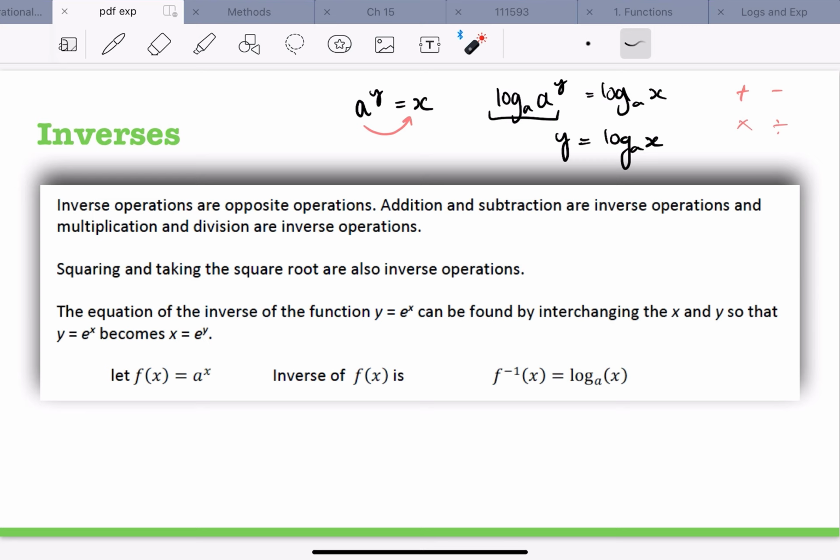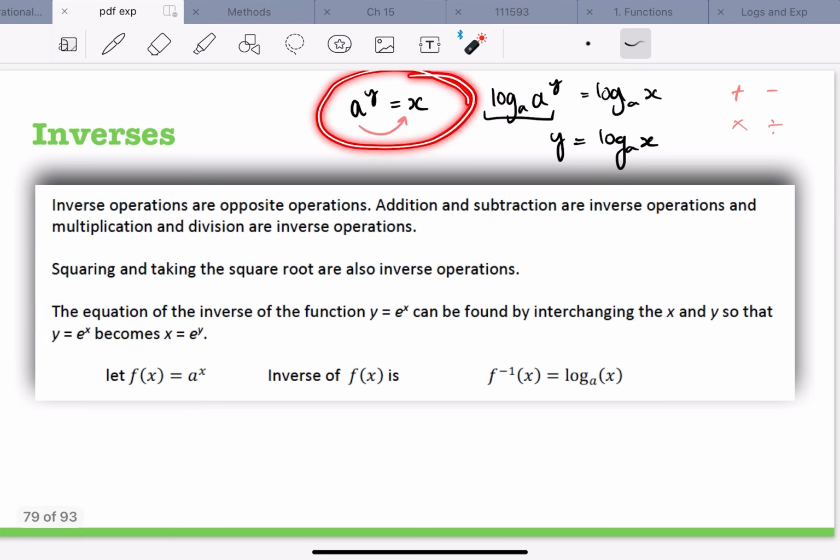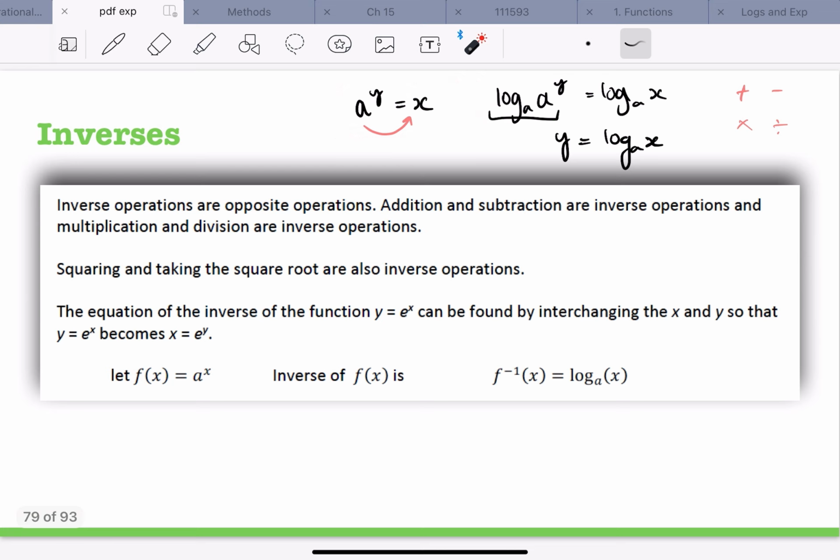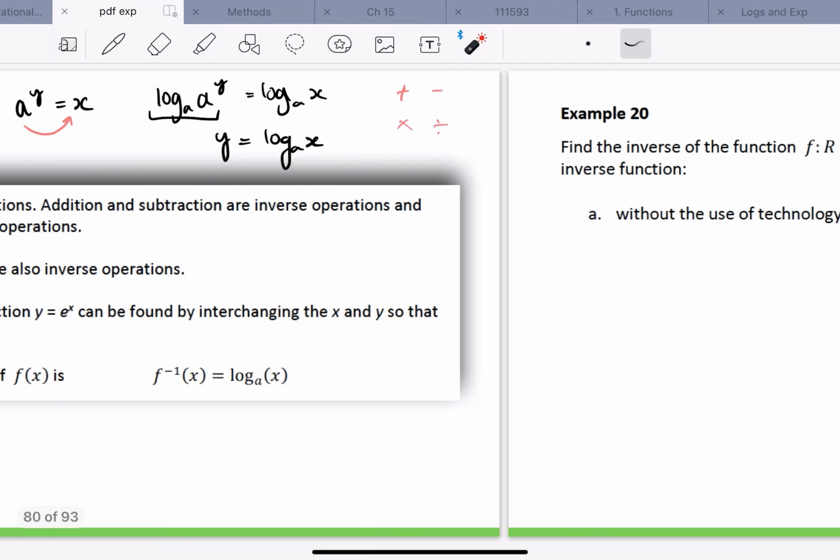The equation of the inverse function of y equals e to the power of x can be found by interchanging x and y, so that y is equal to e^x becomes x is equal to e^y. There is nothing new here in terms of inverses compared to what we've done previously. All you have to do is swap the x and the y, and then rearrange to get y by itself. And in order to rearrange, you need to use this concept here: a to the power of y is equal to x, well, y would equal log_a of x.